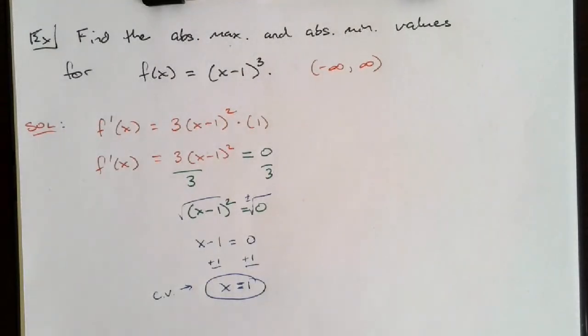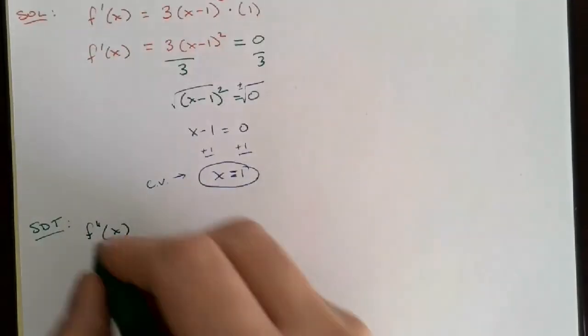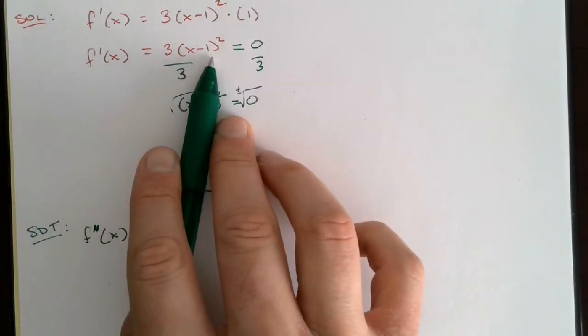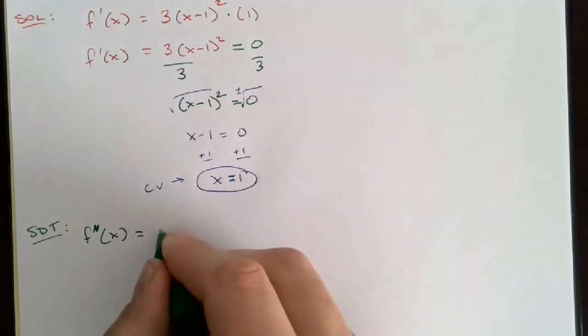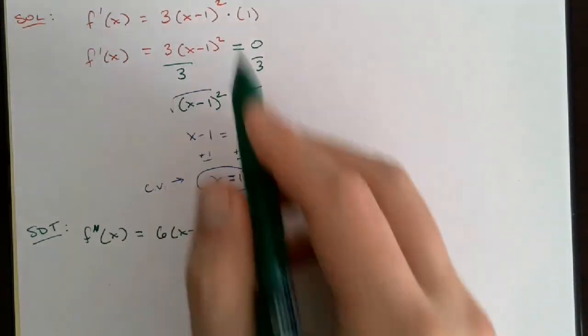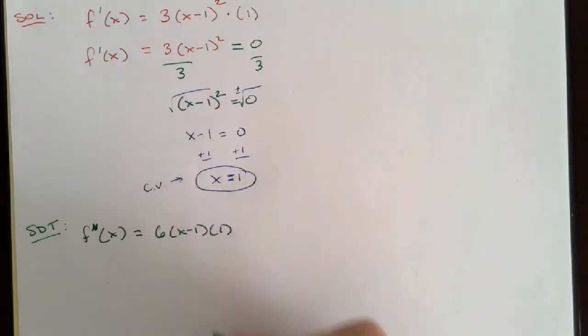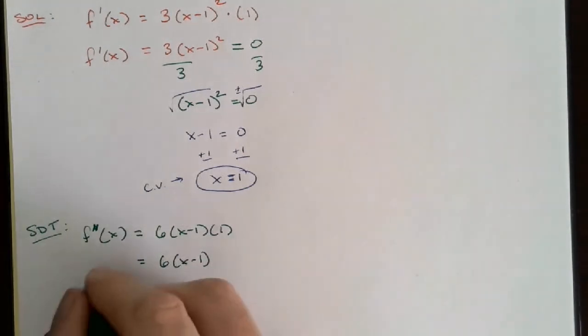So we need to try the second derivative test. We need f double prime, so we need the second derivative. So f double prime of x, the second derivative. Here's your first derivative, 3 times (x minus 1) squared. Again, we'll use the chain rule. Bring the 2 down, 2 times 3 would give you 6 times (x minus 1) to the power 1 now, times the derivative of the inside, which is just 1. So this ends up equaling just 6 times (x minus 1), which is f double prime of x.